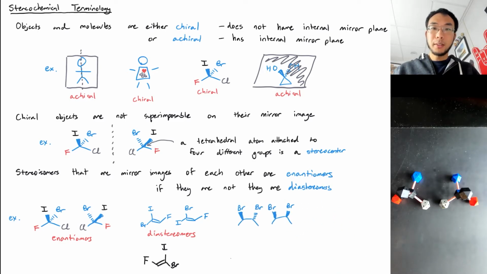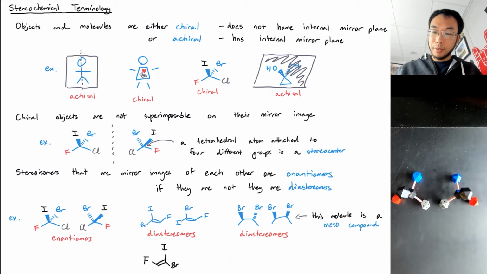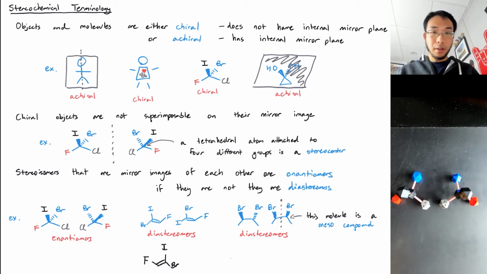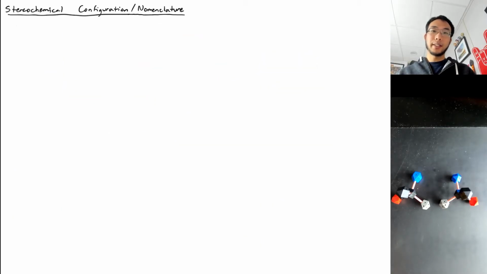Here's one more pair of stereoisomers, and you can go through the same process and figure out that these are diastereomers of each other. One final thing I want to mention is that it's an interesting situation, because the molecule on the right actually has an internal mirror plane, and so it's an achiral molecule even though it has stereocenters in it. And when you have a molecule that is achiral but has stereocenters, we call that a meso compound.